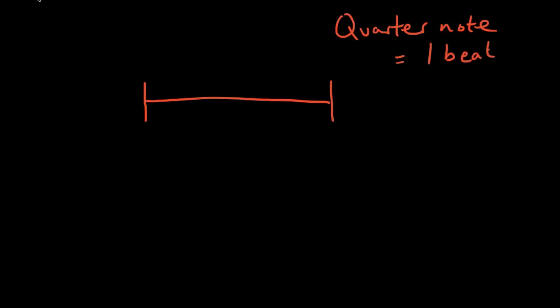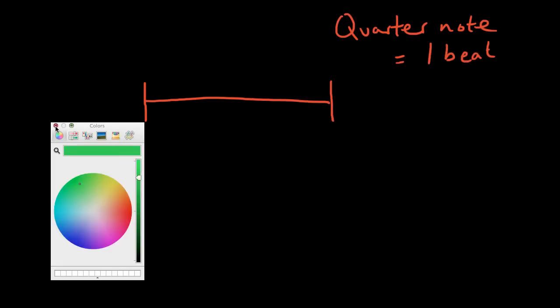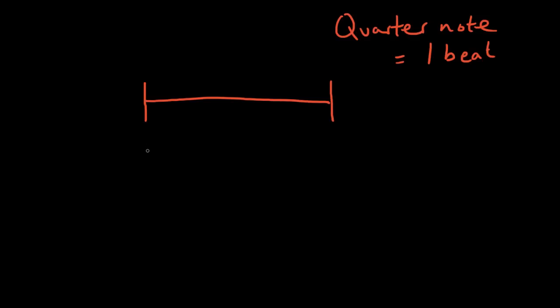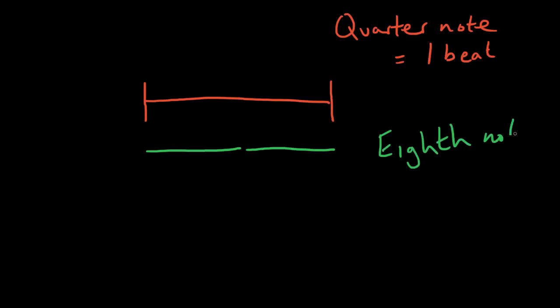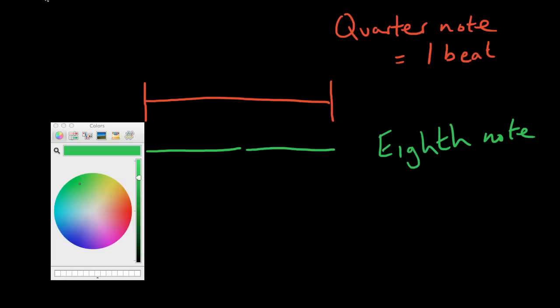If I was to change the colour of my pen so we can see the difference, and split this up into two equal chunks, they're going to try and be equal, they may not actually be equal as I draw it here, dividing this period of time, which we've said is one beat, into two equal chunks, we're going to call this an eighth note. Pretty straightforward so far.